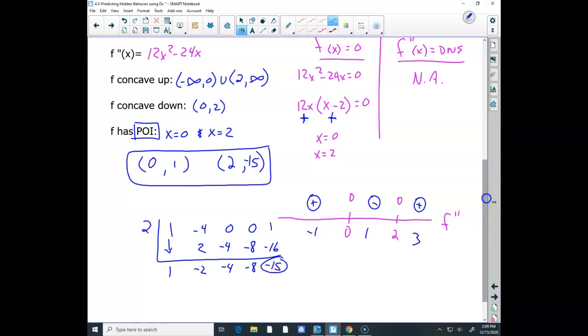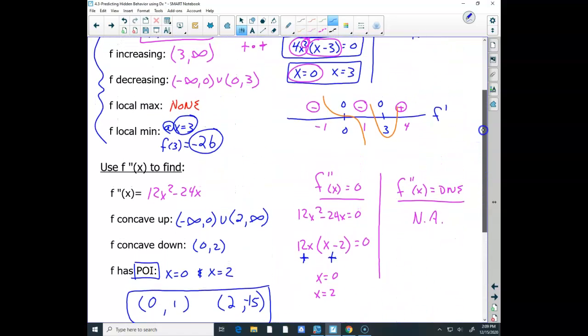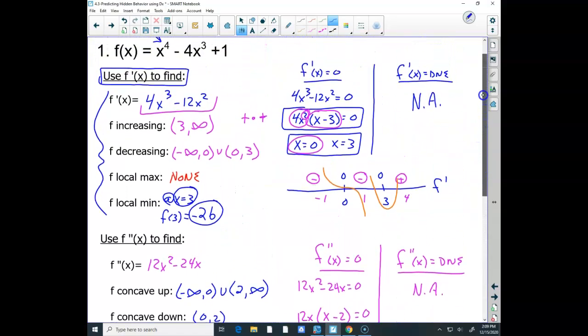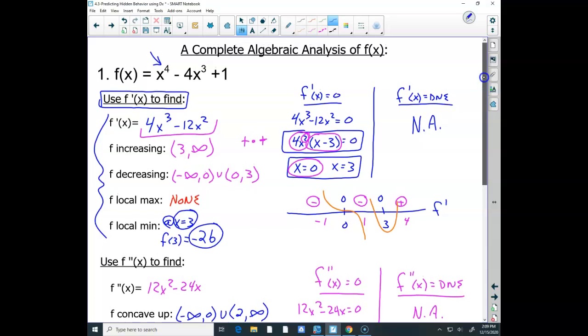Notice, I didn't skimp anywhere on work. Everything you see on this problem, I should see in your work somewhere, right? You should be able to analyze in this way.